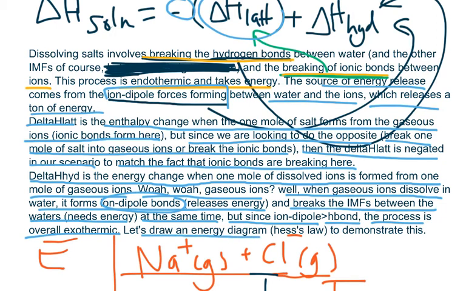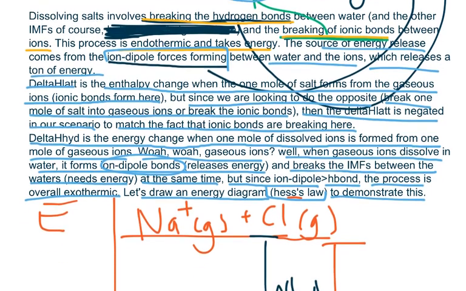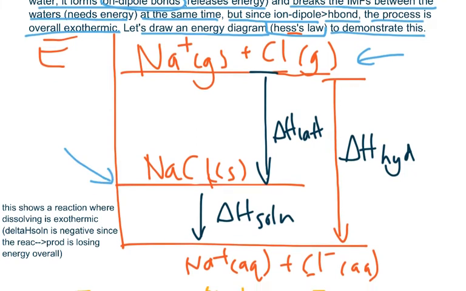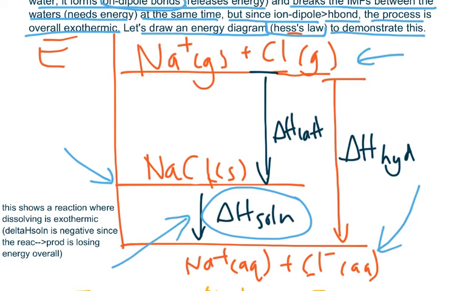So let's draw an energy diagram, and let's apply some Hess's law to demonstrate this idea. So at the top with the highest energy are the gaseous ions, and in the middle is going to be the solid form of sodium chloride. And at the bottom will be our dissolved ions. So as you can see, the delta H of solution, or the change in enthalpy when we dissolve a solid and turn it into its ions in water, is going to be exothermic, since the product is losing energy overall, since the energy is going down as shown here.